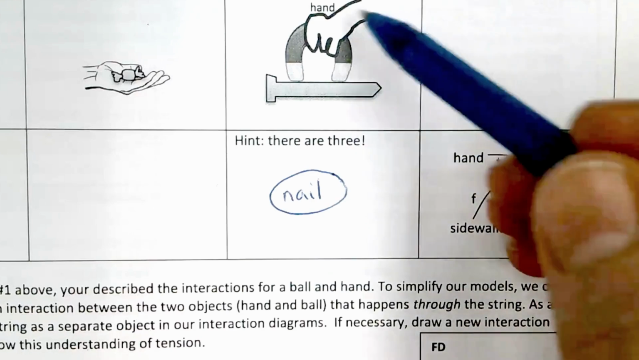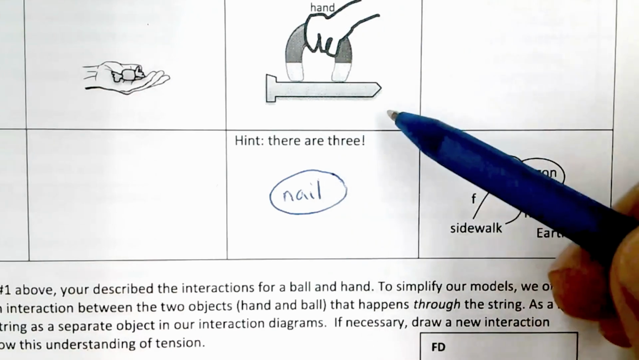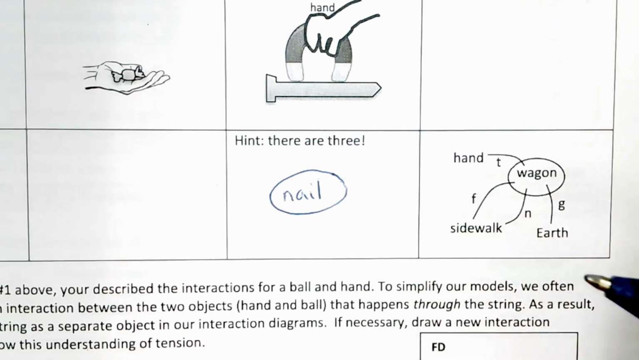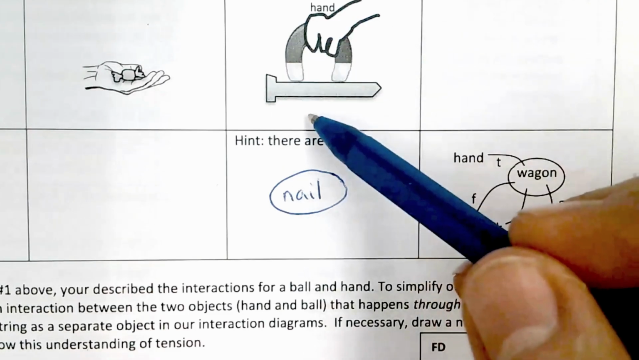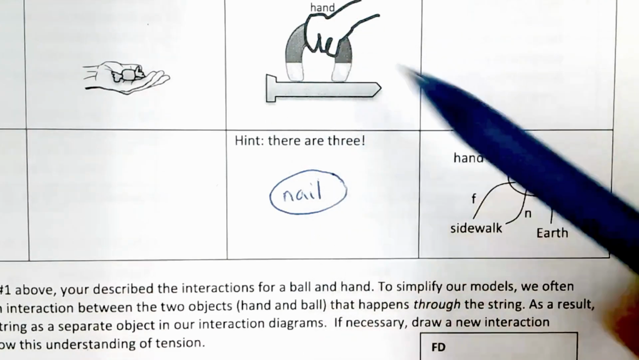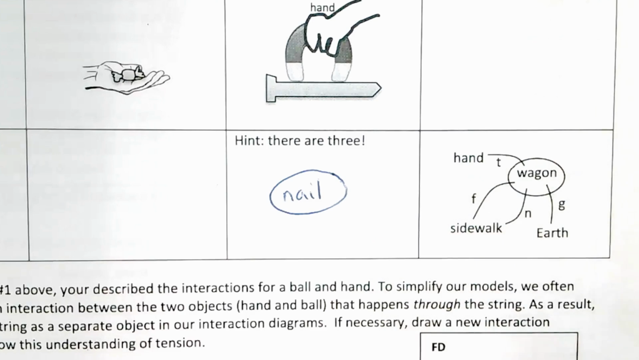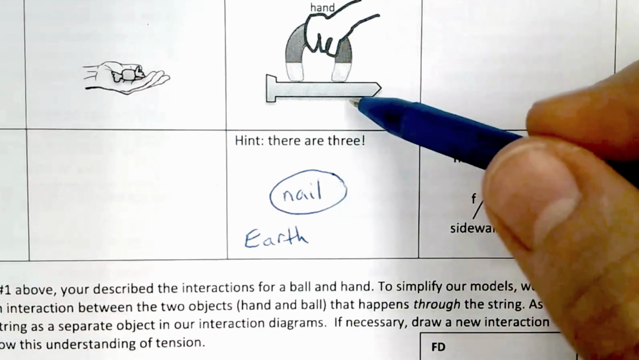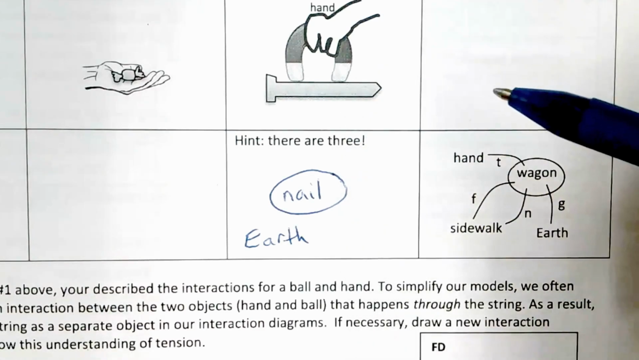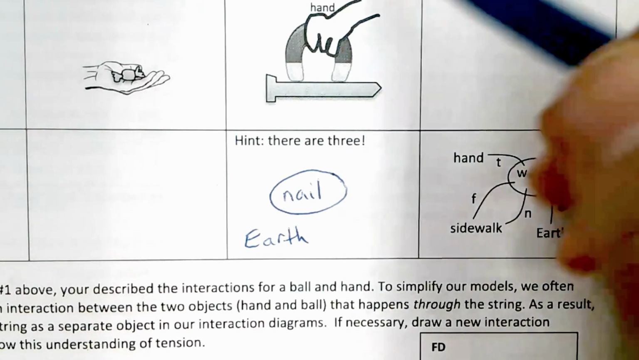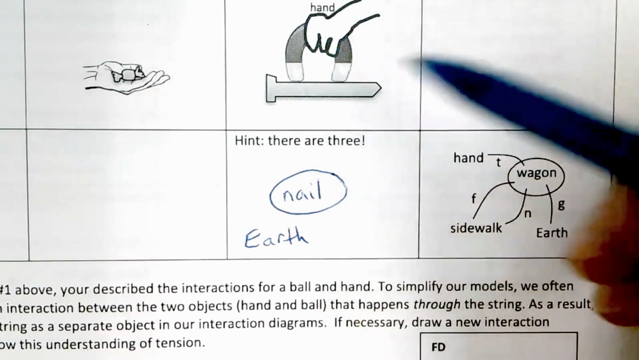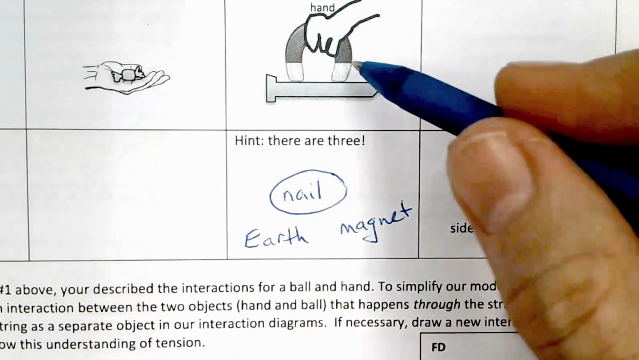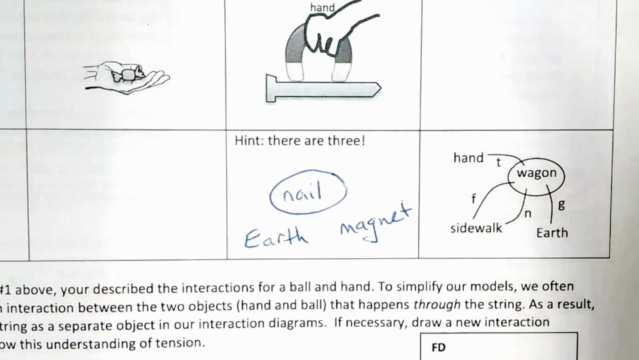You can see a magnet, you can see a hand, and we always think of the earth as well. Now we ask the question, which of these objects are interacting with the nail at this moment in time? We almost always get earth for free. The earth is interacting with the nail through a gravitational interaction. And then we have the magnet. The magnet we're pretty sure is interacting with the nail.